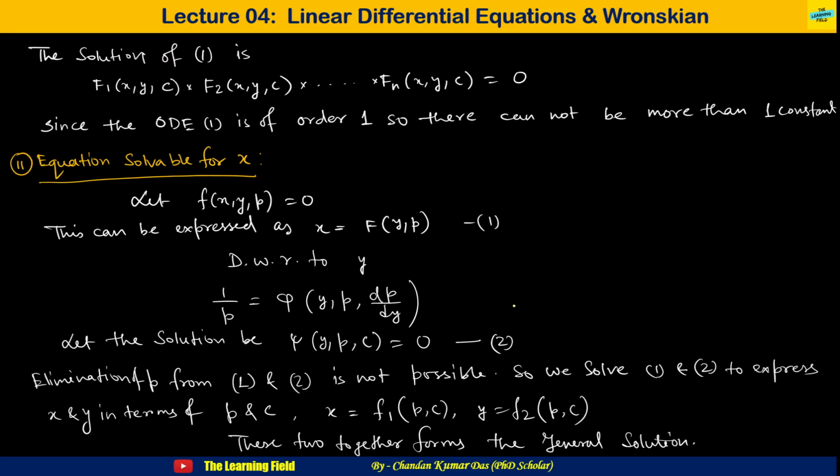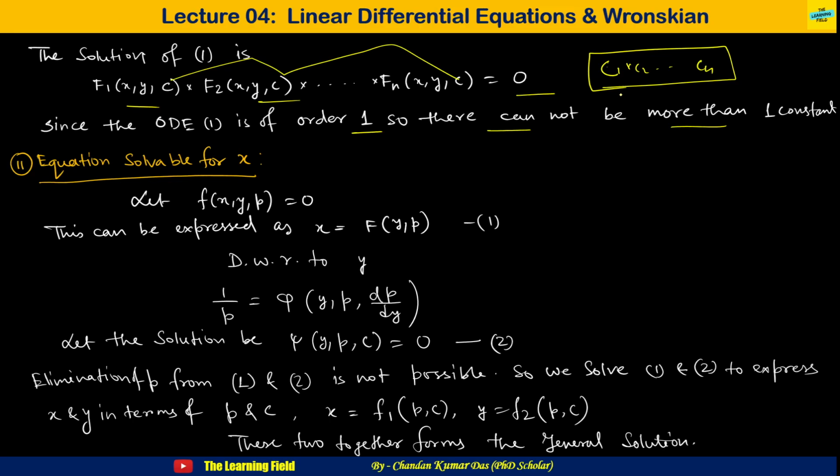Now if we superpose these solutions, the product of these n solutions equal to 0 is the solution. Since the ODE is of order 1, there cannot be more than one constant. So if we write c1, c2, up to cn, this is actually the constant, and only one constant remains from this differential equation, because the other c's go along with the variables. So only one constant term will remain.